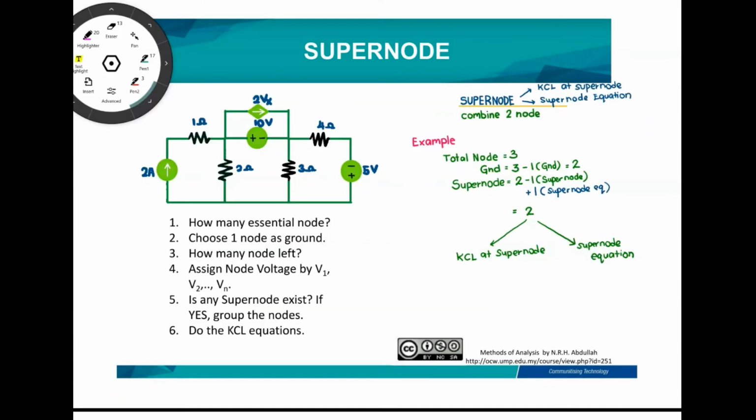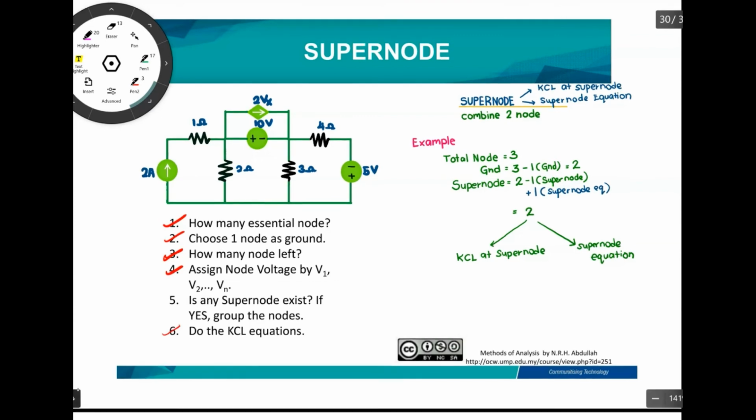In order to identify the number of equations in the nodes, you have to identify how many essential nodes there are. You have to choose one node as the ground. How many nodes are left? And then assign node voltages V1, V2, and so on. Does any supernode exist? If yes, group the nodes. And then lastly, do the KCL equations.